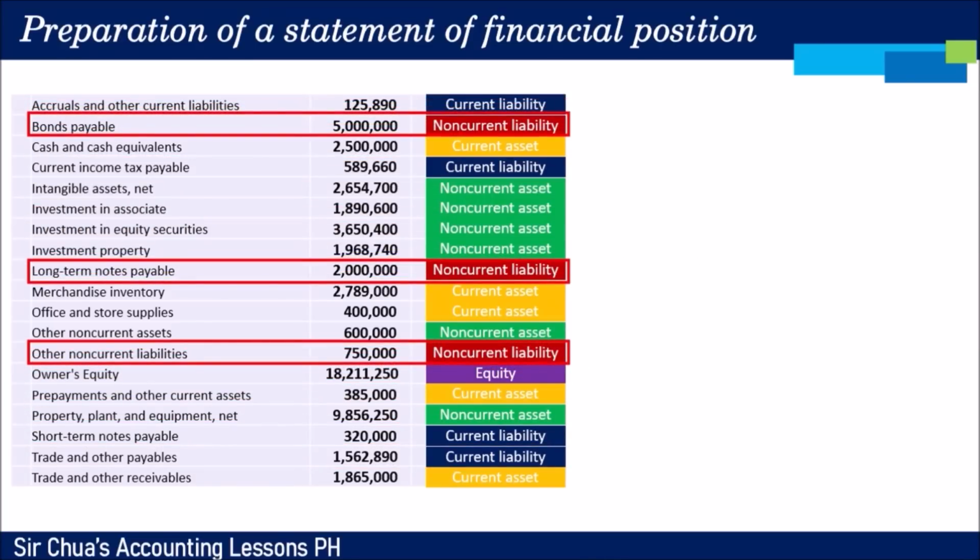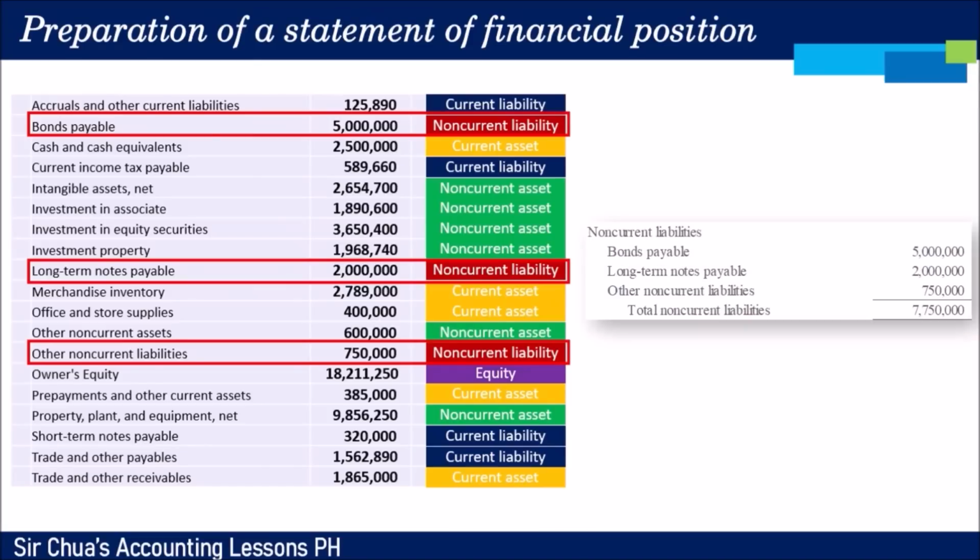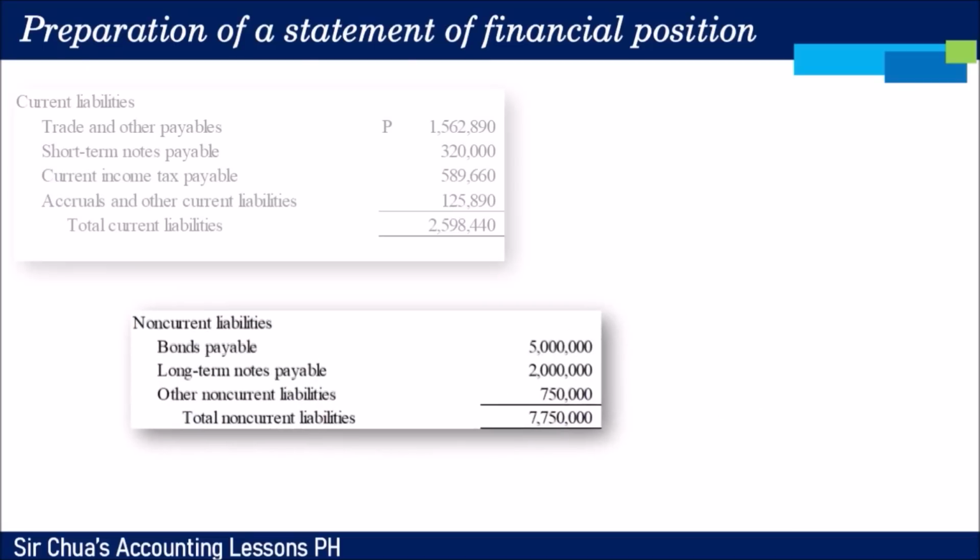Bonds payable, long-term notes payable, and other non-current liabilities, and then you'll also prepare the statement format for that. So, bonds payable is 5 million, long-term notes payable of 2 million, and then other non-current liabilities of 750,000 for a total of non-current liabilities, 7,750,000.